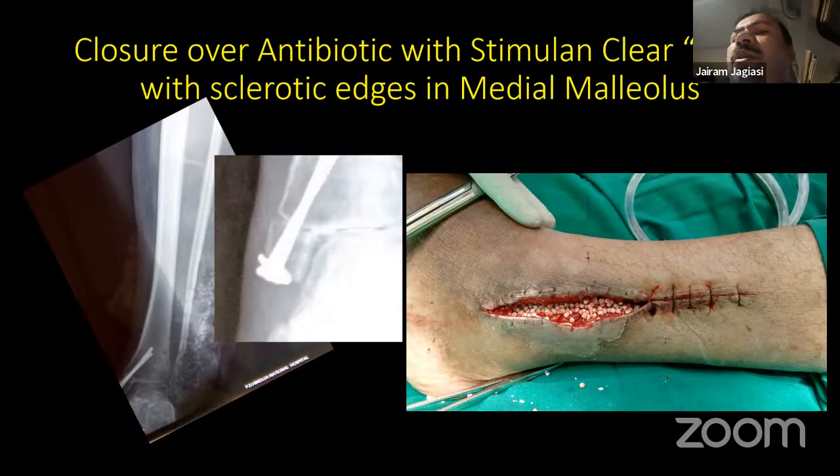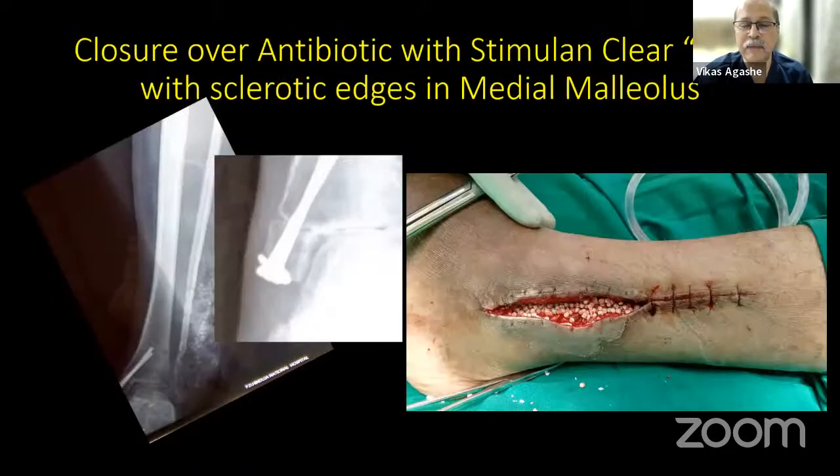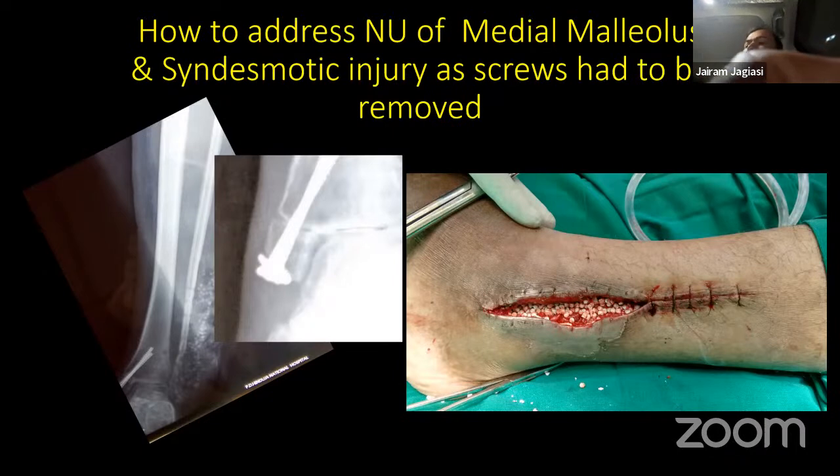Yes, please. Can we have a lateral x-ray at this stage? I'll just find out whether I have. At the moment, I don't think I have. Thanks. No issues.